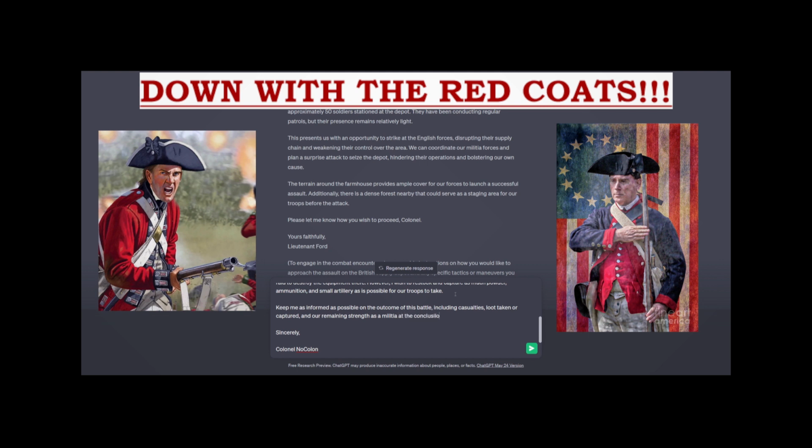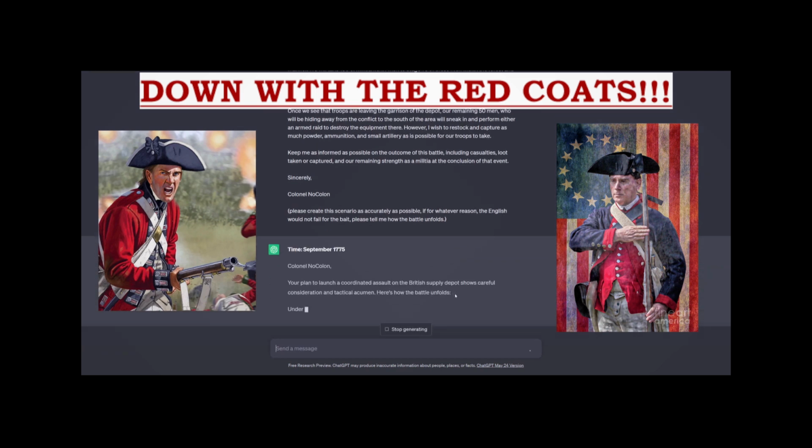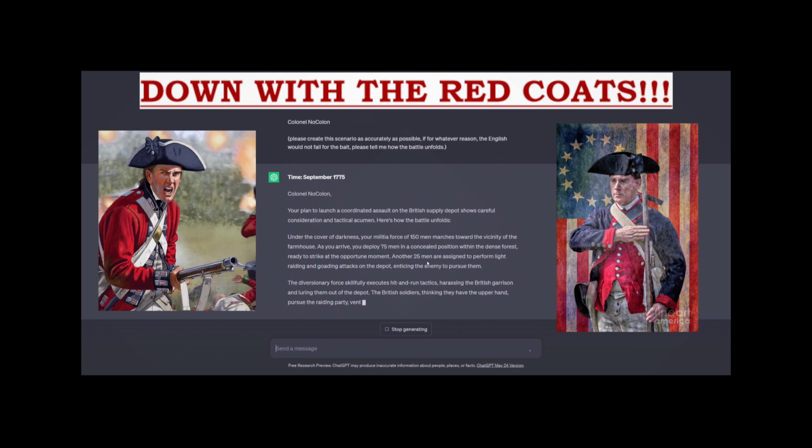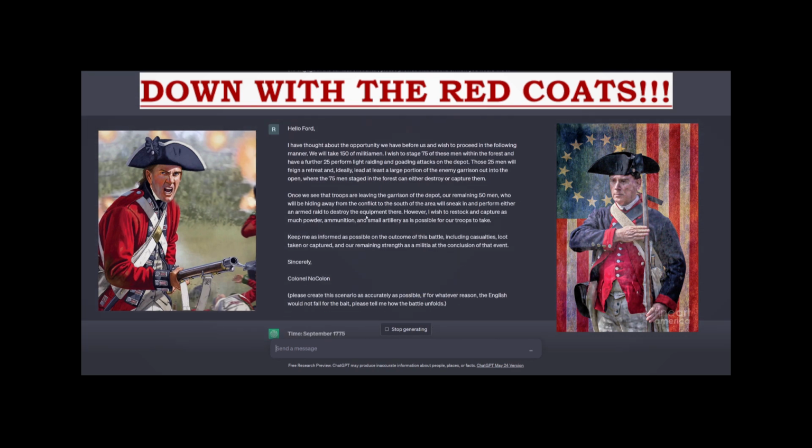Okay, so that was when? We're in September 1775, so this is officially before independence has been declared. According to this assault, the British flag shows careful consideration and tactics. Here's how the battle unfolds.